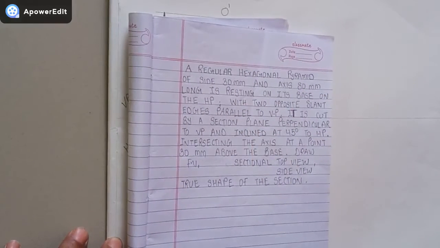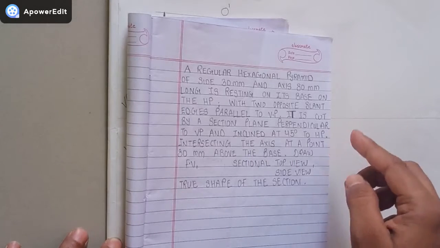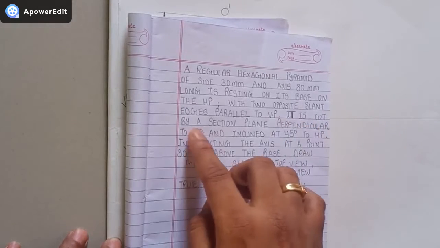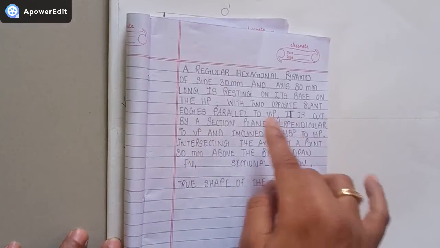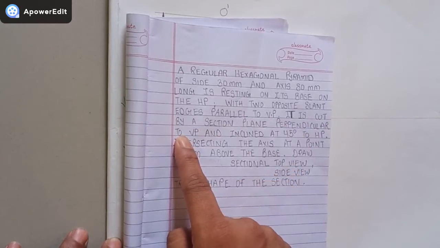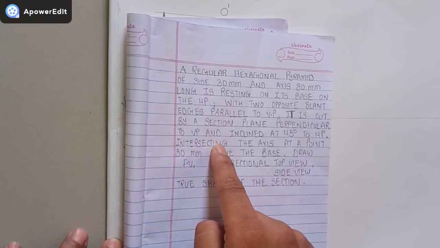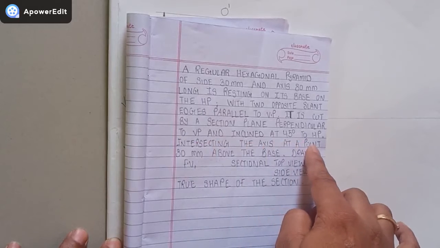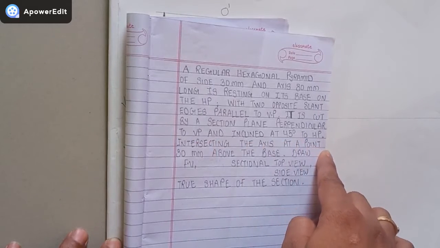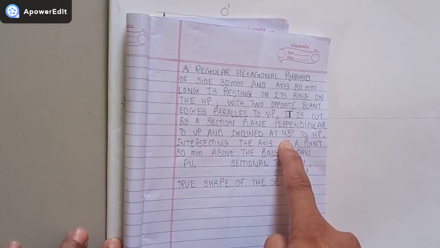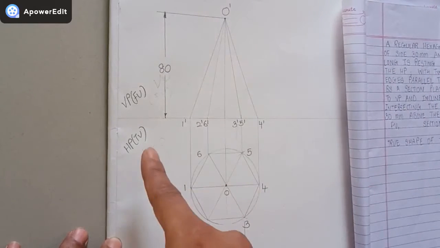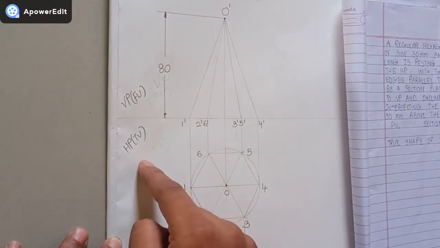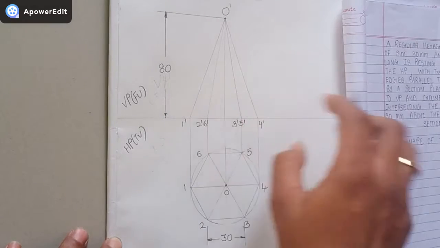Now let us move towards the next important step. The next step is, it is cut by a section plane. Section plane means a cutting plane perpendicular to VP. It is perpendicular to VP and inclined at 45 degrees to HP. It is clearly mentioned that the plane is inclined at 45 degrees to HP. Means the plane is inclined to HP. So the plane will be seen in the front view, right?